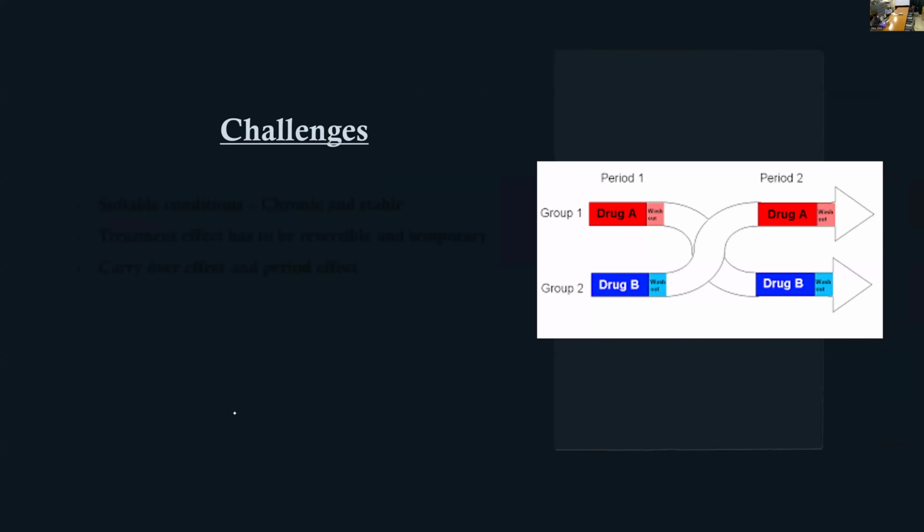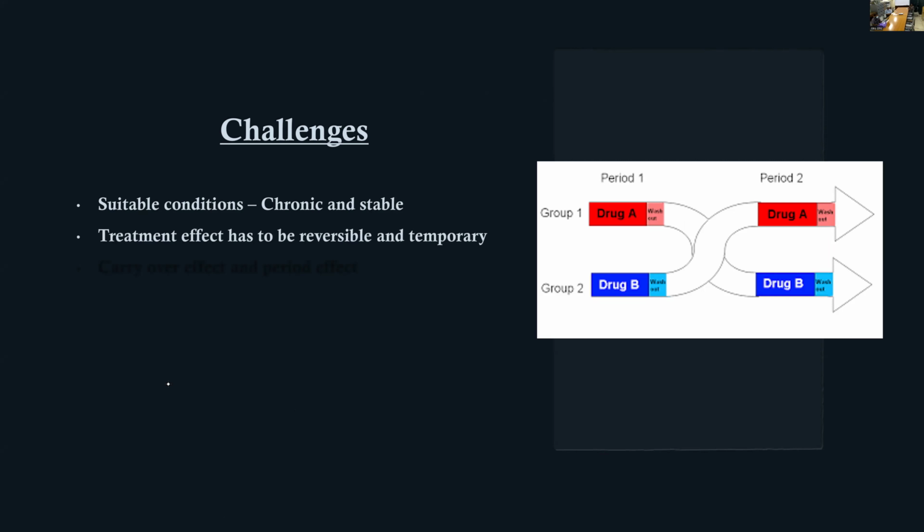What are the challenges? It should be a suitable chronic condition. It cannot be done in an acute condition or a cyclic disorder, because in both periods the condition will change. The treatment effect which is studied has to be reversible and temporary. If there is something permanent, like death, or a pregnancy in a fertility trial, it cannot be used because of the other period. Something about carryover and period effect we will discuss as we appraise it.